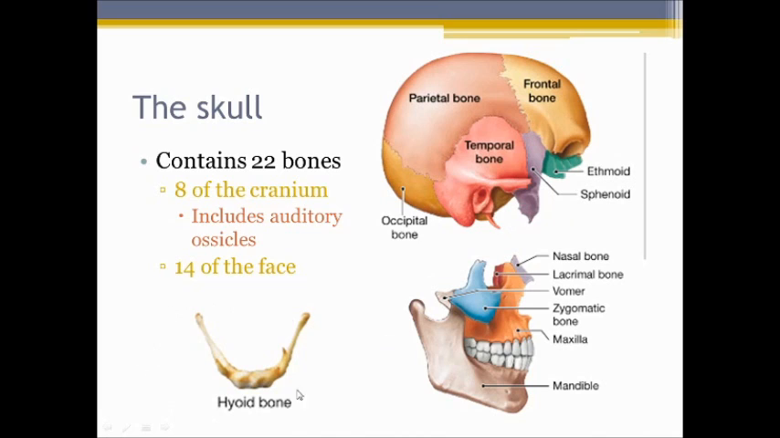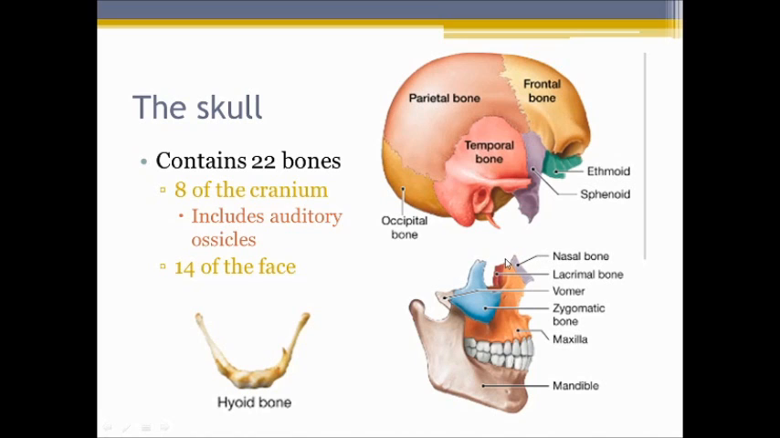We have the hyoid bone, which is also included in this, and that is found within the throat, just underneath the mandible. It's actually the only bone in your body that doesn't have any articulation, so it doesn't attach to any other bones. It's free-floating in the muscles within tendons.